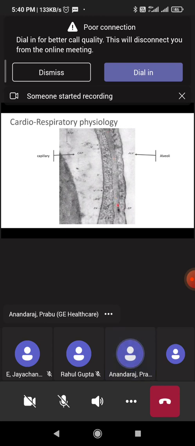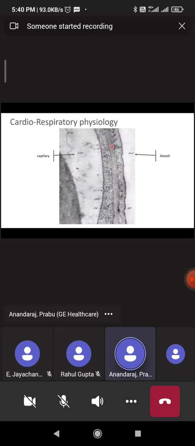Okay, on the PowerPoint presentation, I'm showing it because it is enlarged several thousand fold. But this is a very thin structure, and in the center you have got the basement membrane. This side is the alveolar cell, and this side is the endothelial cell of the capillary or the blood vessel.